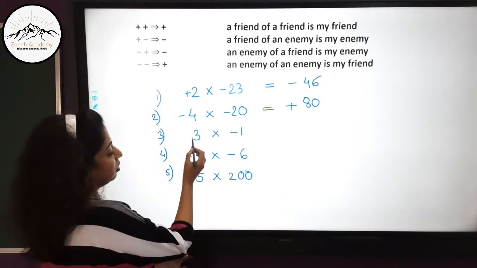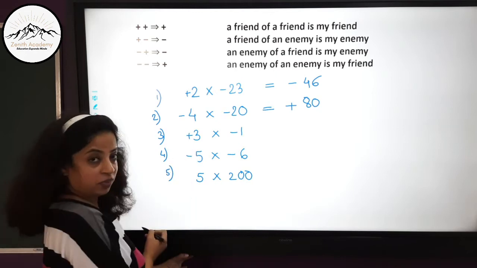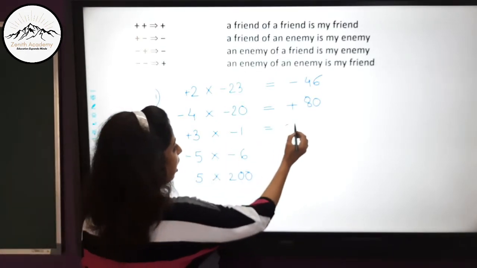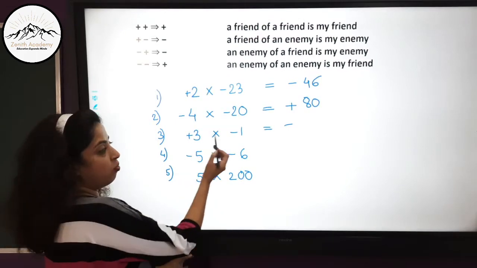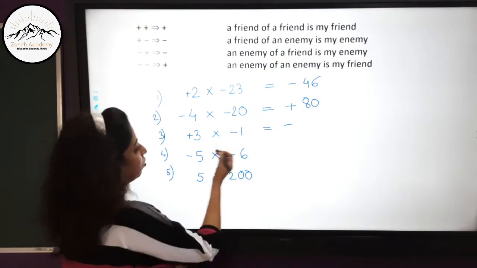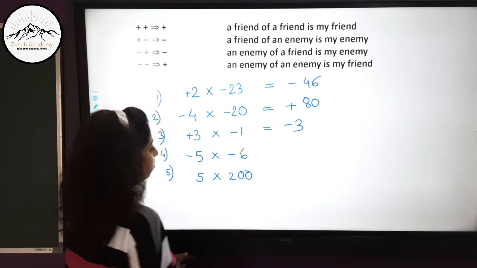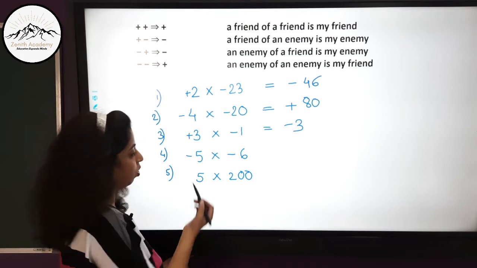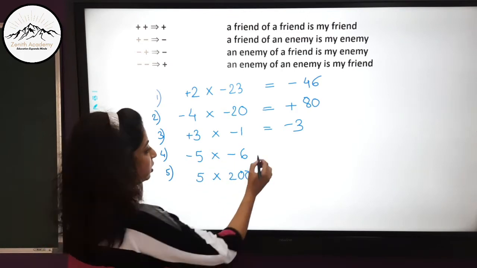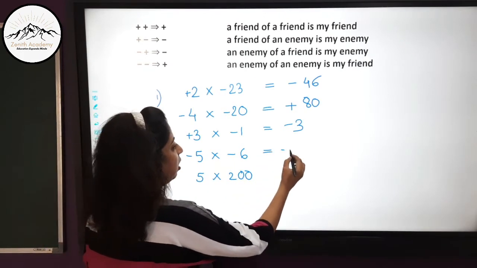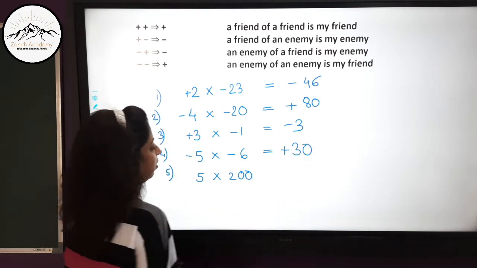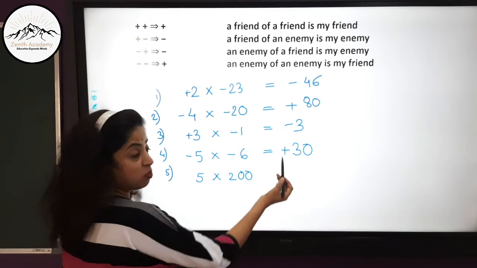Now let's see here, there is no sign, which means it is positive 3. So positive 3 into negative 1 means negative. Friend of an enemy is an enemy, negative. Now 3 ones are 3. Now minus 5 into minus 6, or negative 5 into negative 6, is positive 30, right? Enemy of an enemy is my friend.